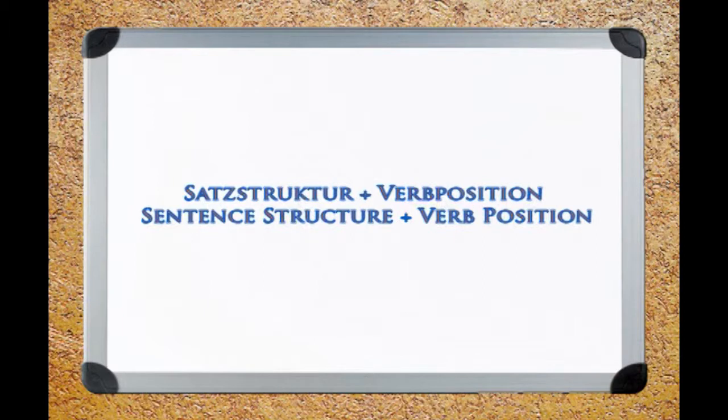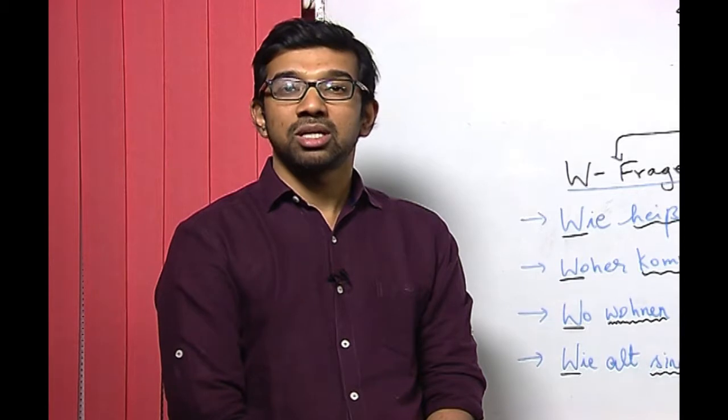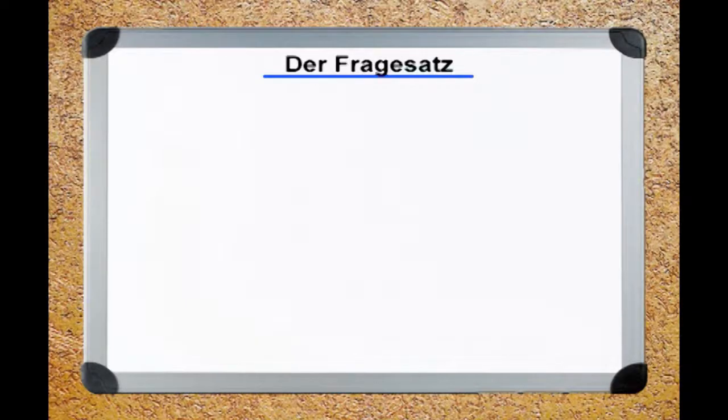Now, let us look at another important aspect of the sentence structure and verb position in German language. We learnt that the verb is in the second position in a statement in German. Now, let us look at the position of the verbs in the question. In German, we have a concept called the Fragesatz, which basically means questions. In German, questions can be formulated in two fundamental ways. There are two categories. The first category is called the W-Frage. W, as you know, is W. Frage means question.